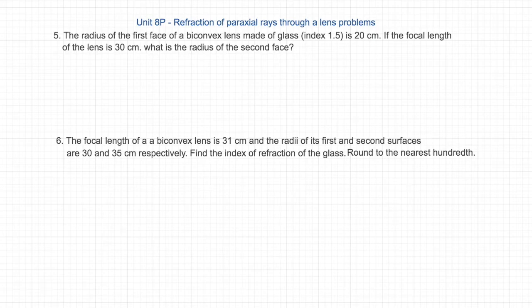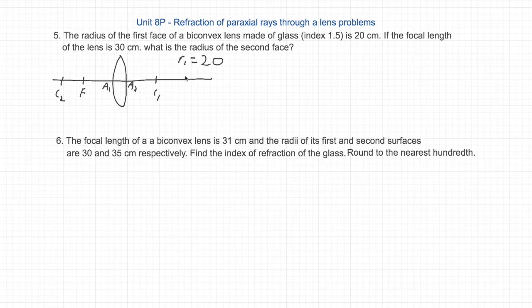Question 5, the radius of the first face of a biconvex lens made of glass, index 1.5, is 20 centimeters. If the focal length of the lens is 30 centimeters, what's the radius of the second face? So I've drawn our biconvex lens with the vertices labeled A1 and A2, the centers of curvature, C1 and C2 on the appropriate sides. Remember, R1 is A1, C1, left to right, it's a +20. Focal length is FA, left to right, positive 30. Air, the surrounding medium, index is 1, and the lens has an index of 1.5.